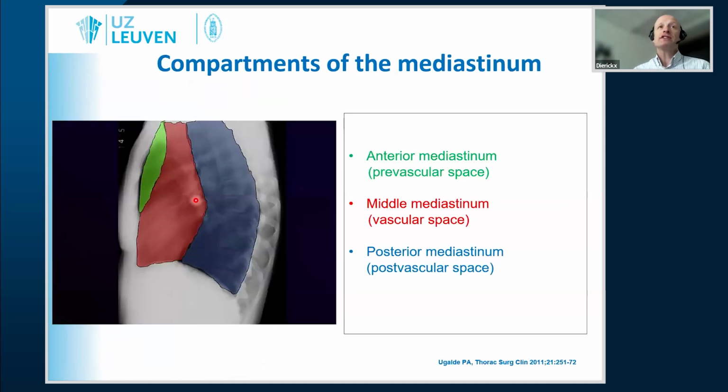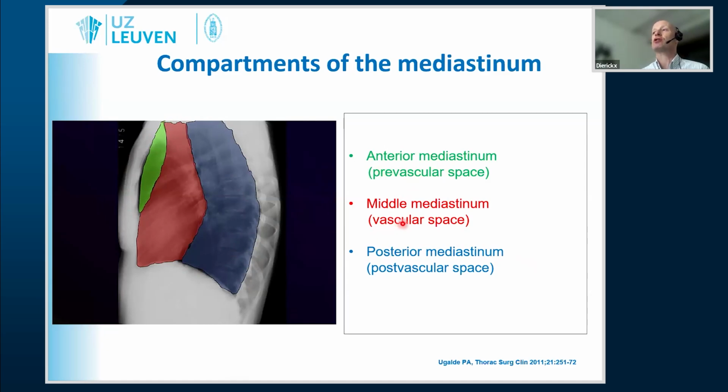The radiologists, they know how important it is to divide the mediastinum in different compartments. And so there are different classifications, but this is the one that is mainly used. So you have actually 3 compartments in the mediastinum. You have the anterior, so the green one, or the prevascular space. You have the middle mediastinum, that's the red one, the vascular space. And you have the posterior mediastinum, the postvascular space.